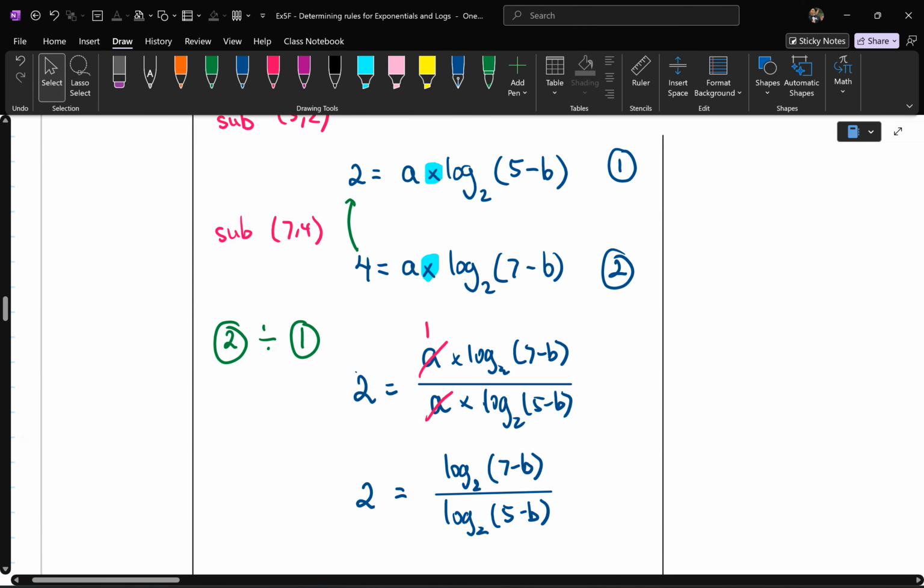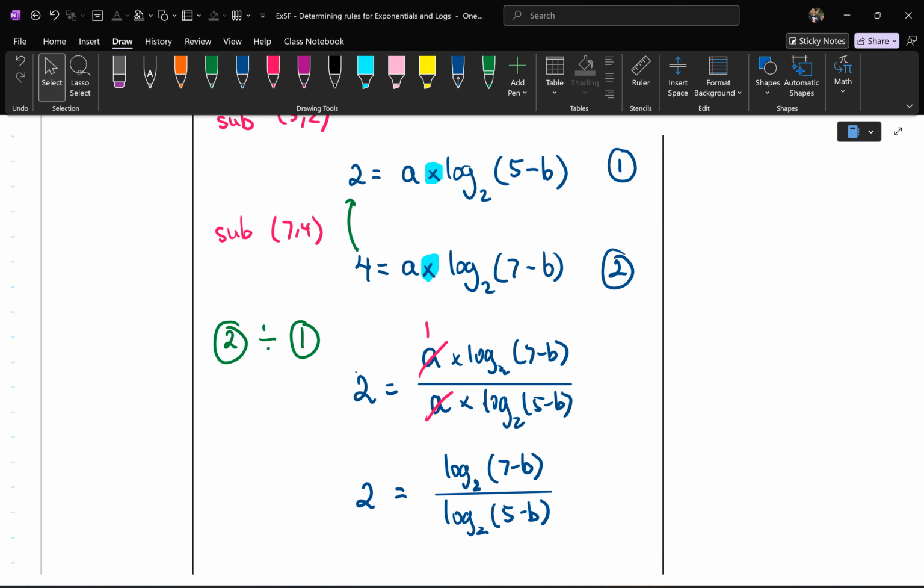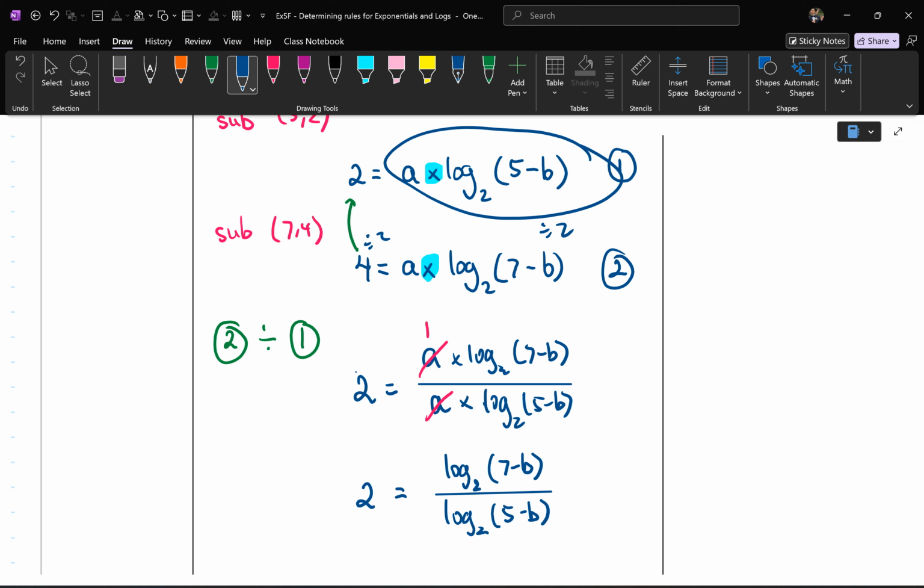So first step was I sub the coordinates in. I get 2 equations. I know simultaneous I can do division because I can divide both sides by 4. So I divide this by 4, divide both sides by 2, divide this by 2, divide this by 2. And I'm essentially dividing by that. That's what elimination is. I got rid of A. Now what?